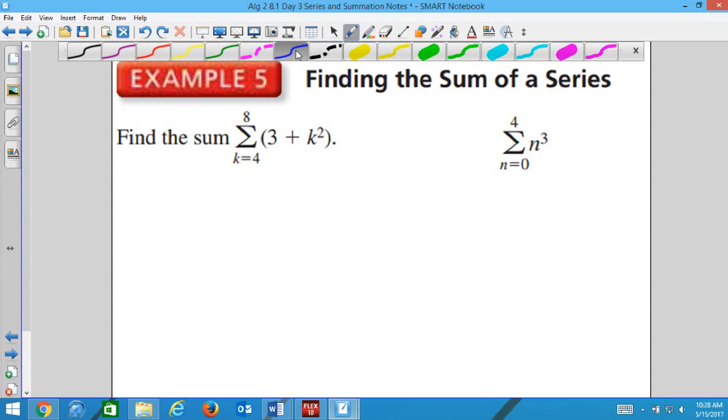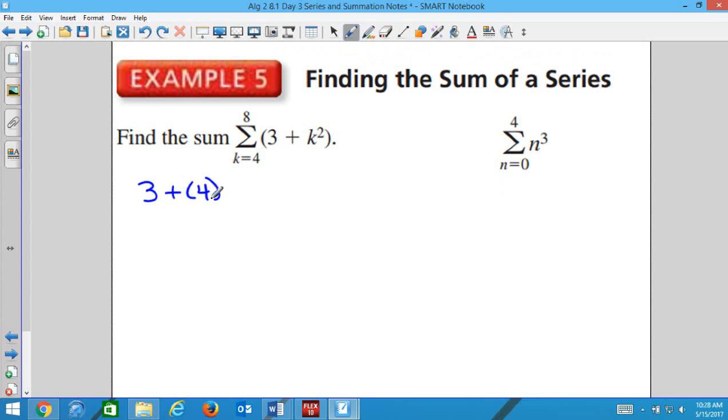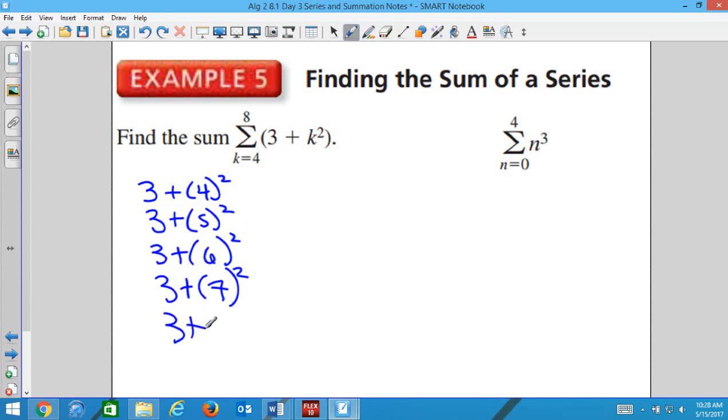For the first example, they use different letters. I always use N, but they'll use different letters. So here's k equals 4, and then at the top it has 8. That is telling us, what is our first input number? We're going to input 4, so we're going to do 3 plus 4 squared. What is our next input number? 5. 3 plus 5 squared. Then we input 6. Then we input 7. Then we input 8, and we stop because 8 is the last input number I'm putting into the equation.